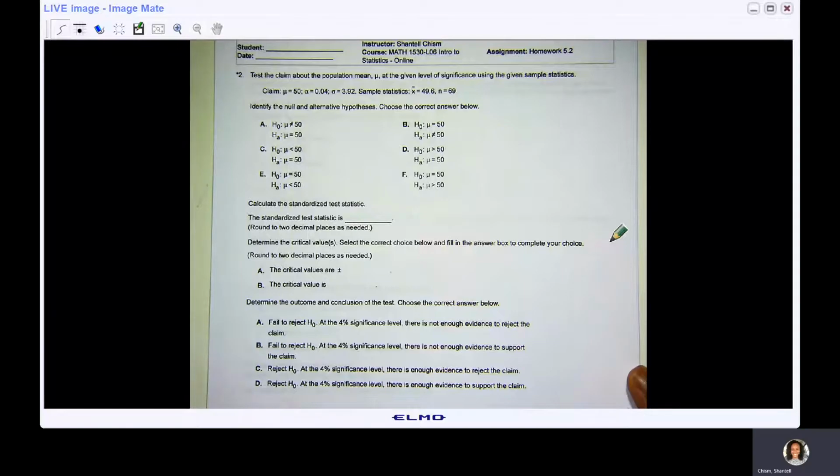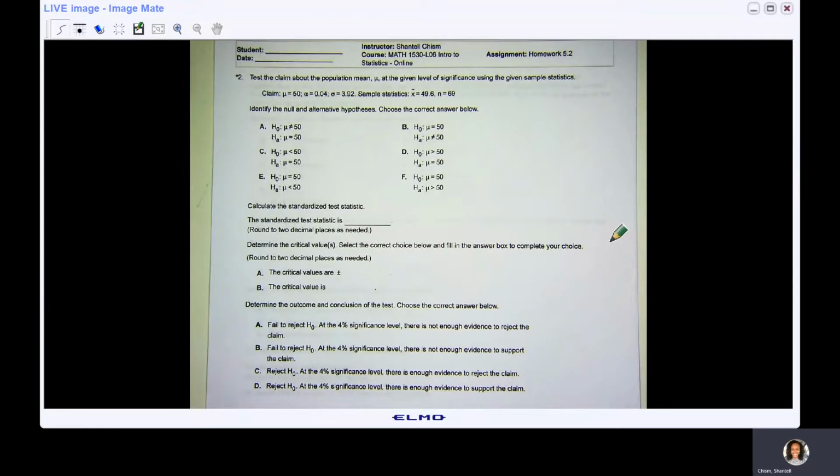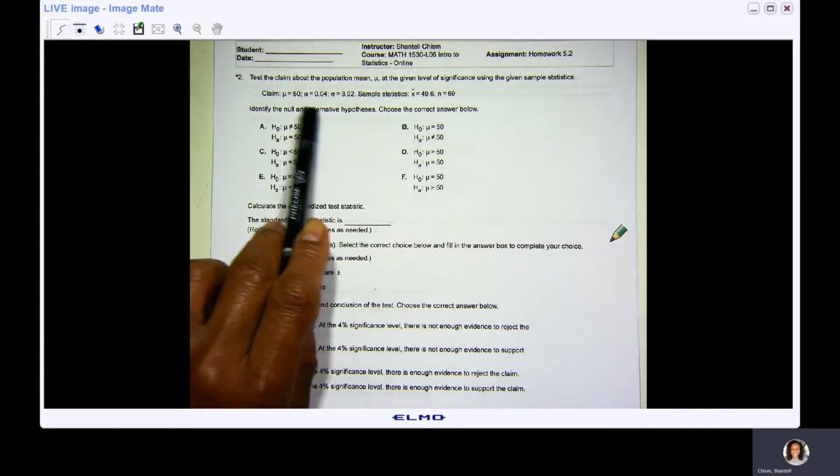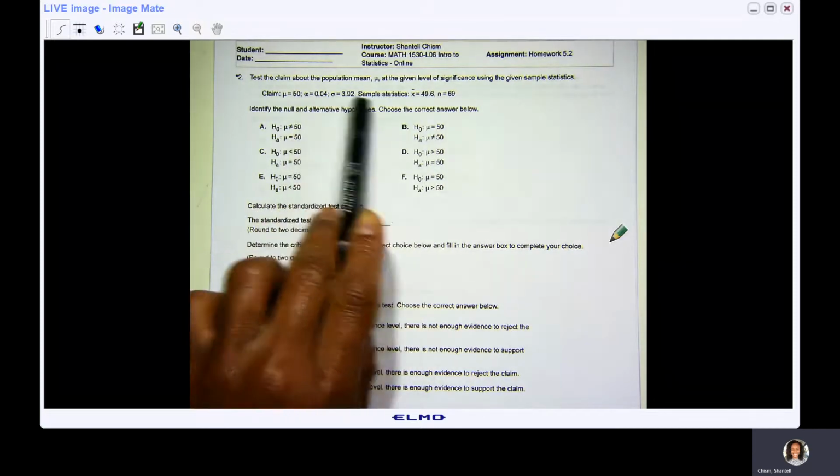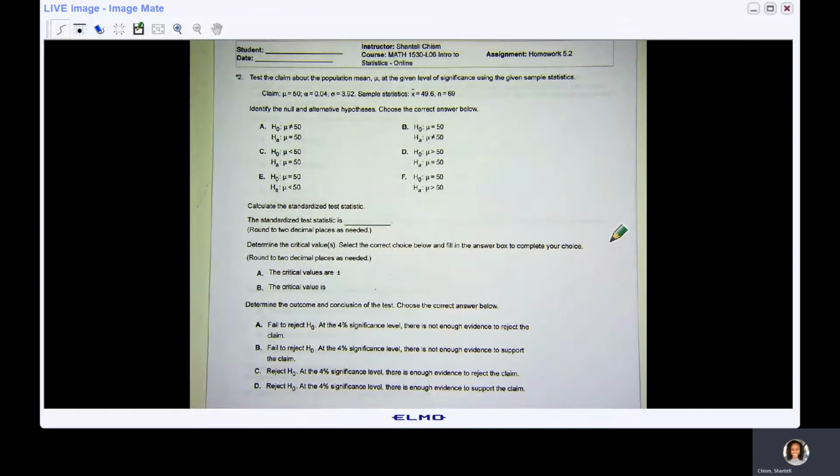Okay, so this first problem we're looking at is number 2. I wouldn't call this a word problem per se because they literally just give us the claim and our info and our sample statistics that we need to complete the test. Our claim is that the mean mu equals 50. Our significance level, our test level, is alpha equals 0.04. Our population standard deviation is 3.92. And our sample statistics are x bar equals 49.6 and n equals 69.